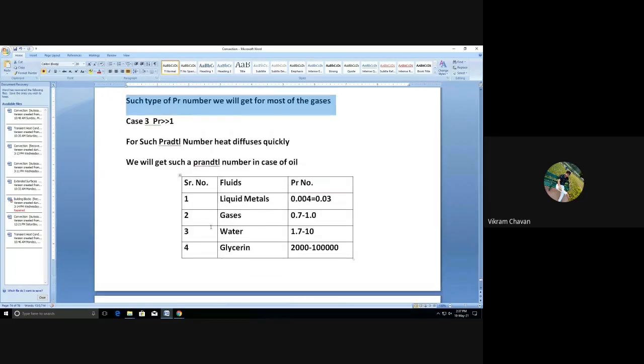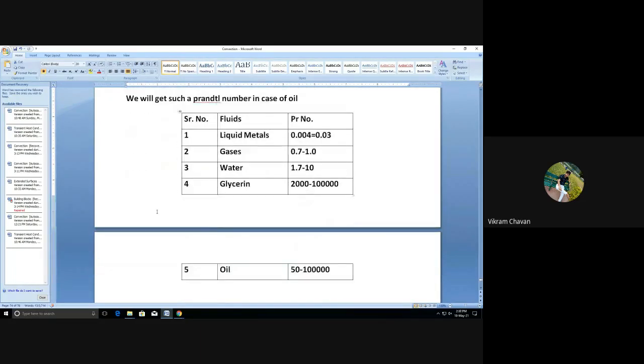Here I have listed some of the fluids and their Prandtl numbers. Liquid metals have a Prandtl number of 0.0042 to 0.03.